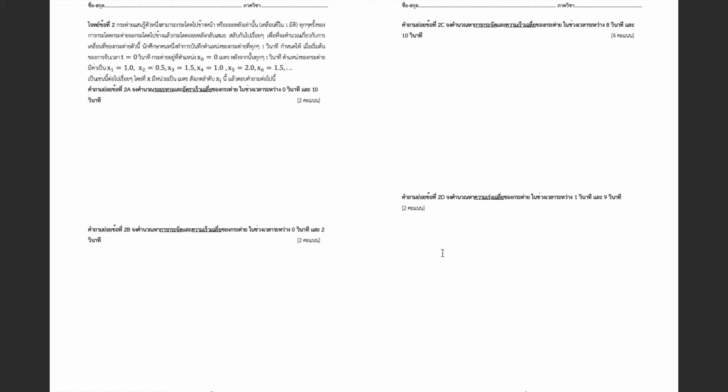Then the first question asks us to calculate the distance and the average speed of the rabbit during the interval from 0 seconds to 10 seconds.